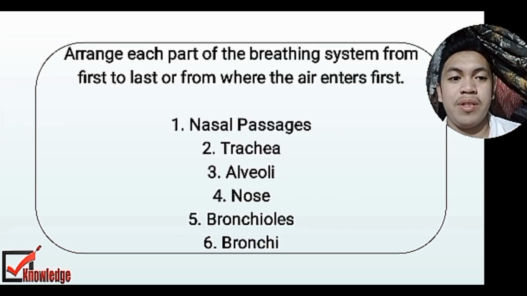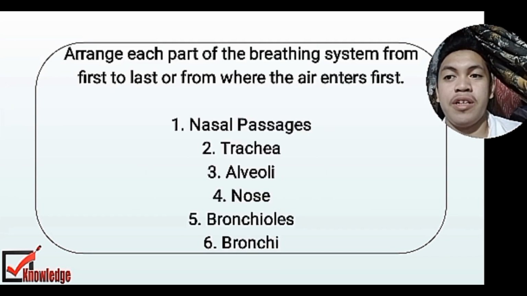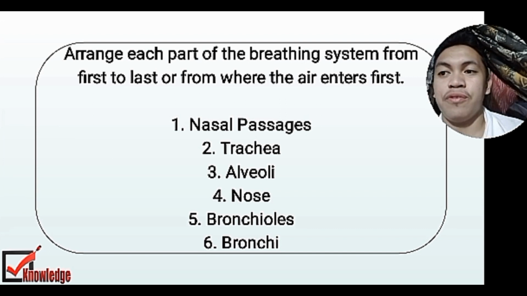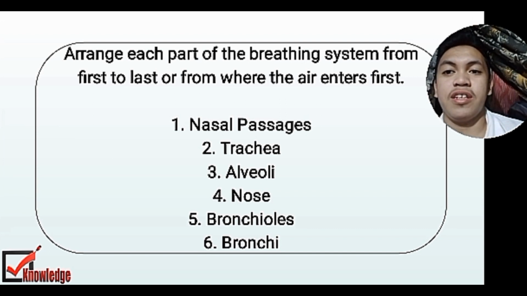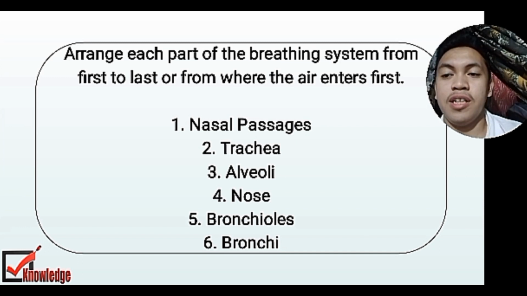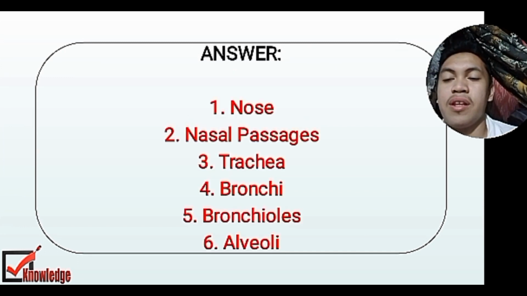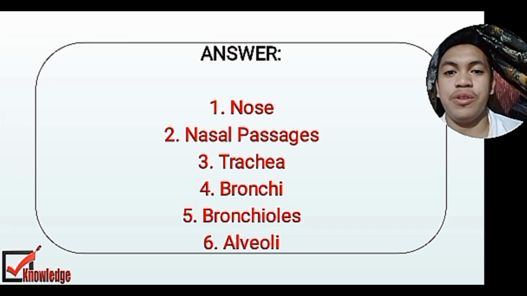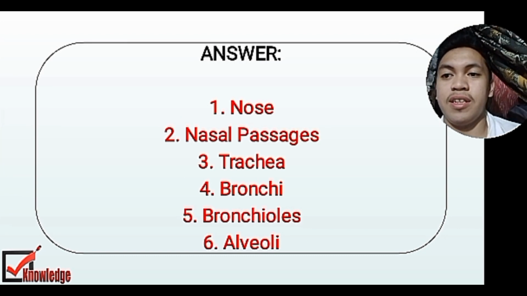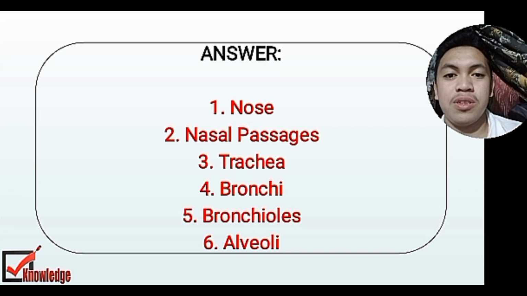For part B, arrange the parts of the breathing system from first to last, or from where the air enters first. Let's reveal the answer. The air goes first to the nose, second to the nasal passages, third to the trachea, fourth to the bronchi, fifth to the bronchioles, and lastly, the alveoli.